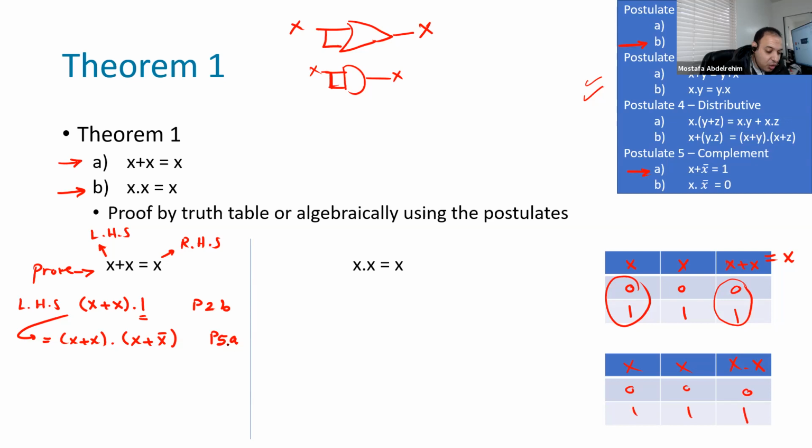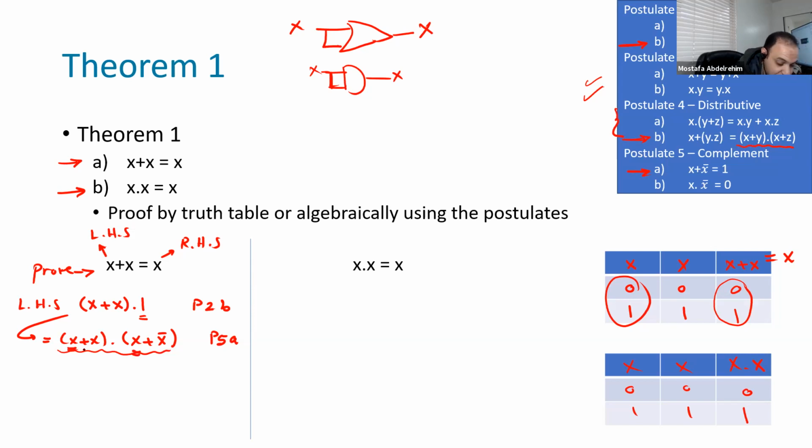Now let's look at the distributive postulate. We're gonna use one of them now. This is actually very similar to postulate 4b, in which we distribute x over y and z. So basically what we have here is analogous to this one. The common factor here is x.